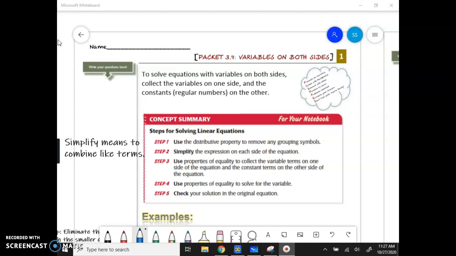Remember that an equation is like a scale. It doesn't matter which side the weights are on, as long as they balance out. That's what matters.